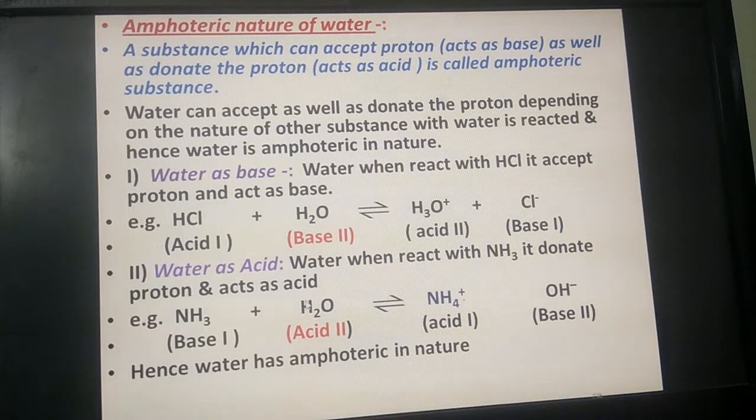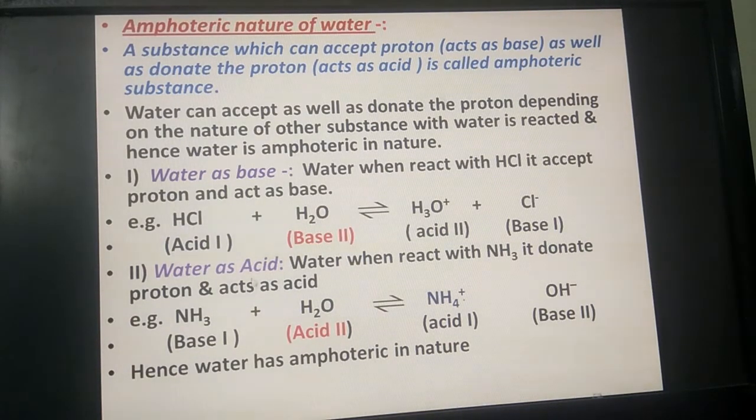And these two properties, that means what? It donates the proton as well as it accepts the proton. Such properties are present in the water, so water is an amphoteric in nature. That means what? Water can donate as well as accept the proton, so water is an amphoteric in nature.